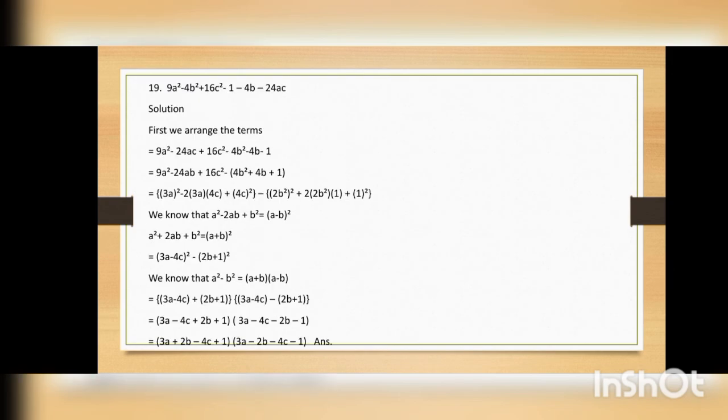Now question number 19 is 9a^2 minus 4b^2 plus 16c^2 minus 1 minus 4b minus 24ac. In this question we observe that first we need to rearrange the terms and then only we can do our later simplifications, or we can apply the formulas later. So in the first step I just arranged these terms. I wrote 9a^2, and after this I have written minus 24ac. Then after this we have written 16c^2, then minus 4b^2 minus 4b minus 1.